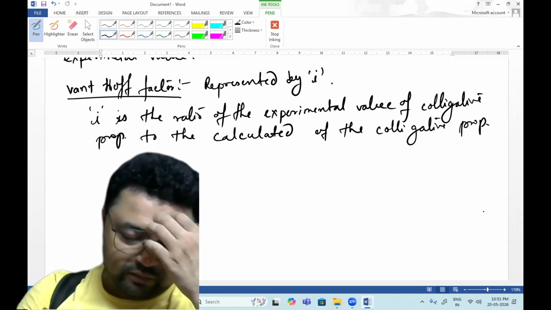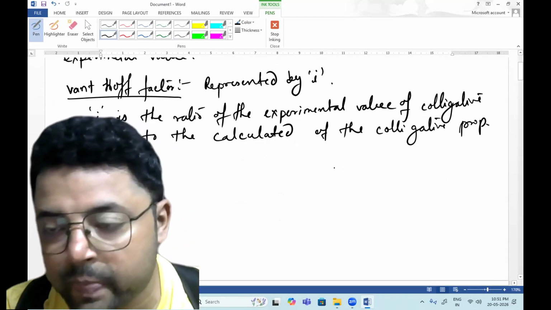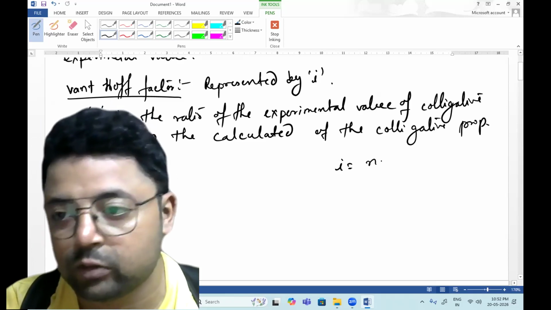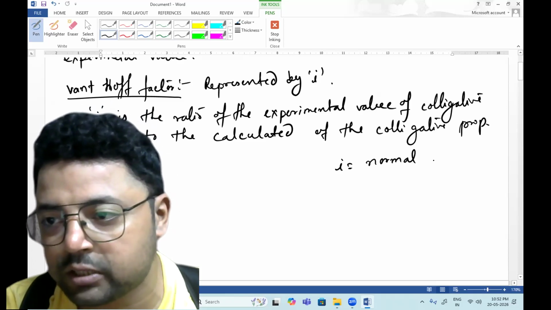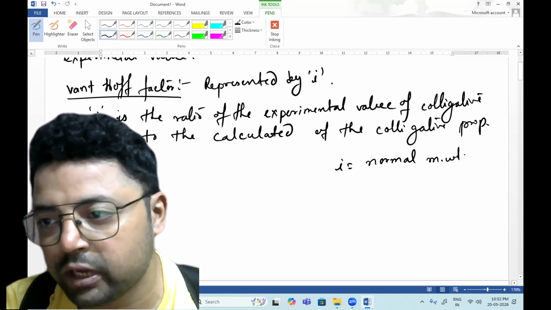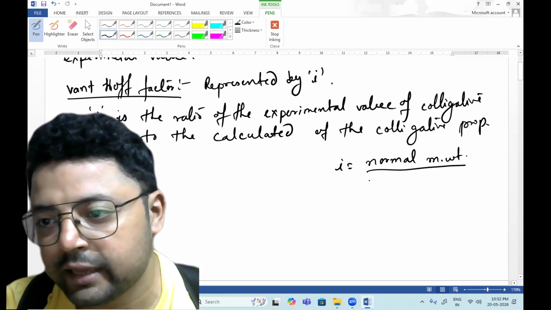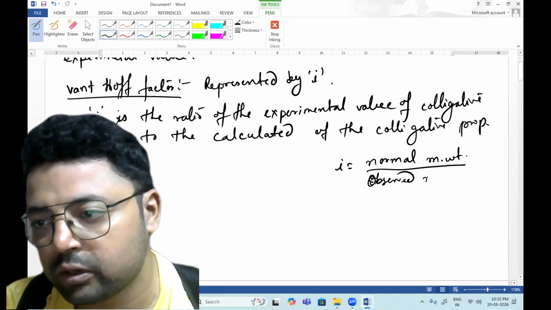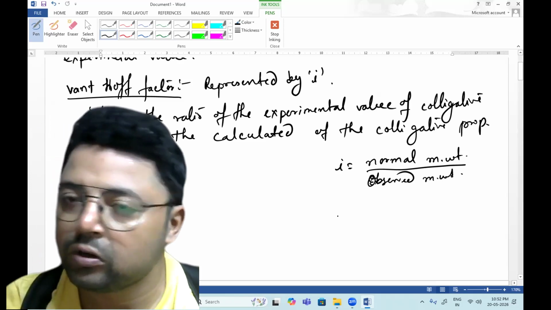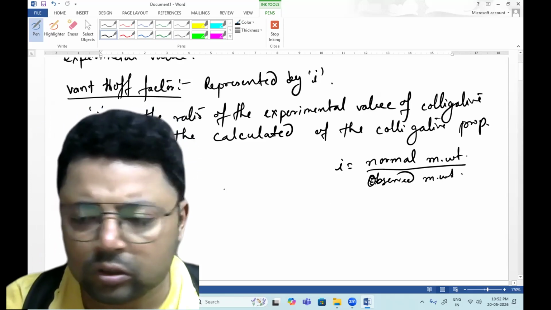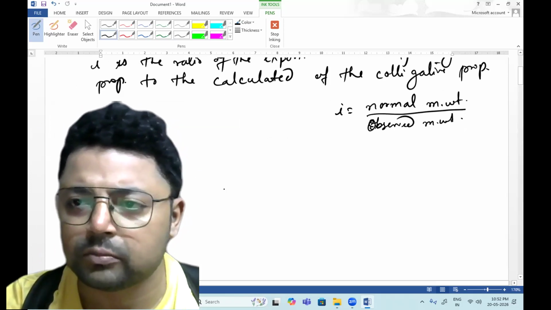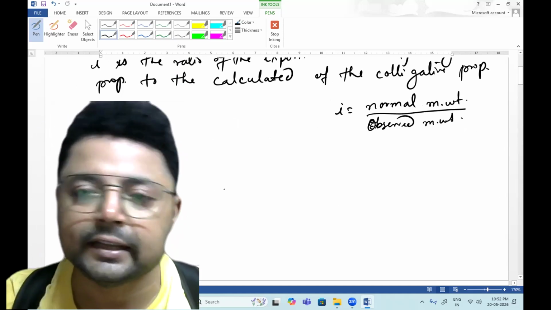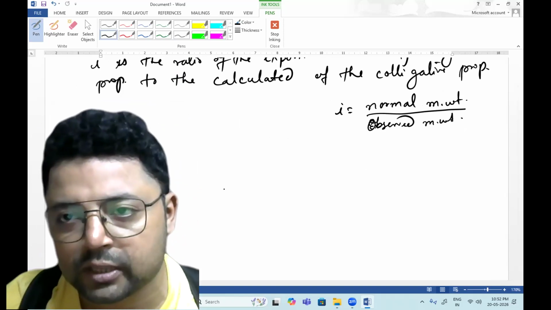Now, what does it mean? It means i is equal to, if I am considering molecular mass, the normal molecular weight divided by the experimental or observed molecular weight. Okay, like that. Now, how does this occur? What is the basis of occurrence of this Van 't Hoff factor? From where does this Van 't Hoff factor actually come?